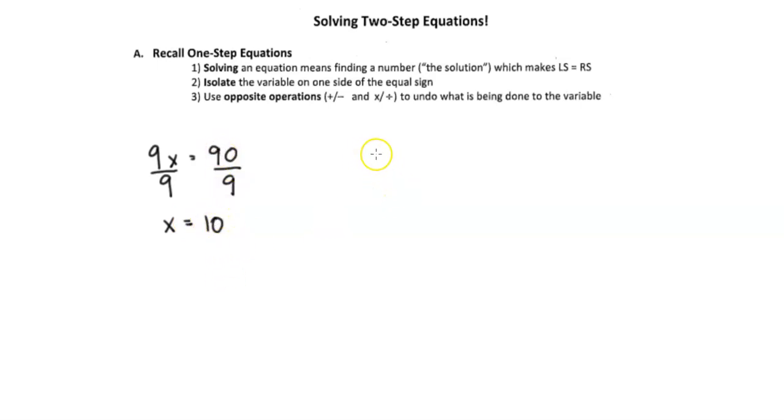Another example of a one-step equation is x plus 5 equals 8. It's easy to see it's 3, but what would be the opposite operation of addition? Subtraction. So if we subtract 5 from both sides, 5 minus 5 is 0, so they go away, and we're left with x equals 8 minus 5, which is?